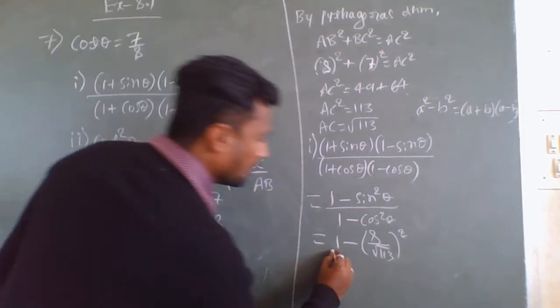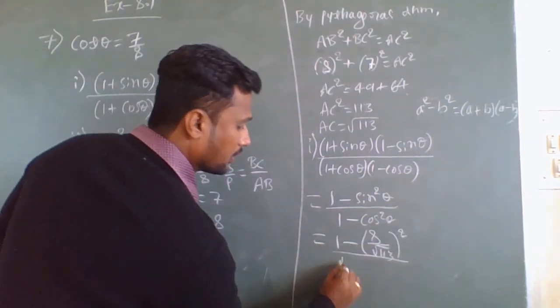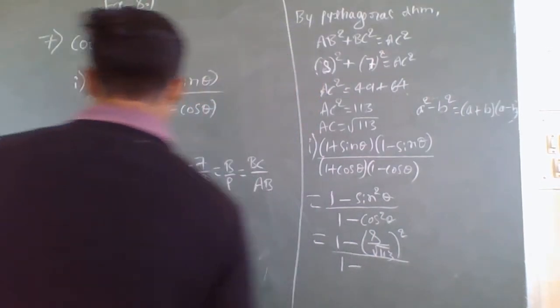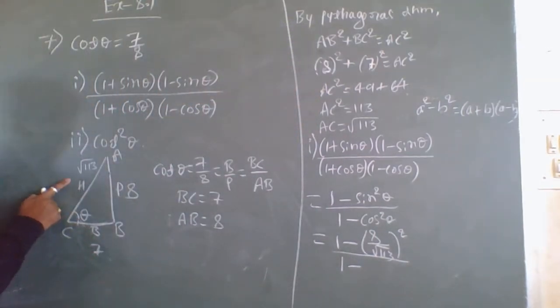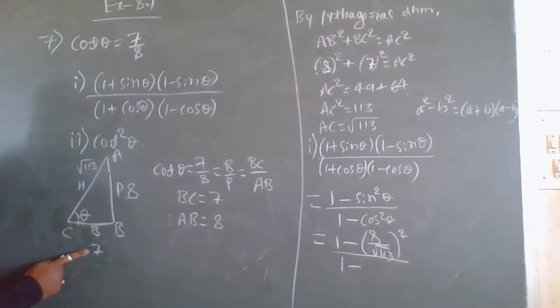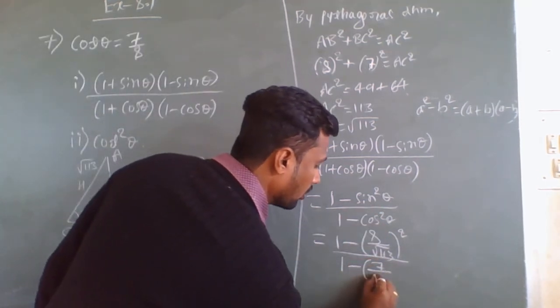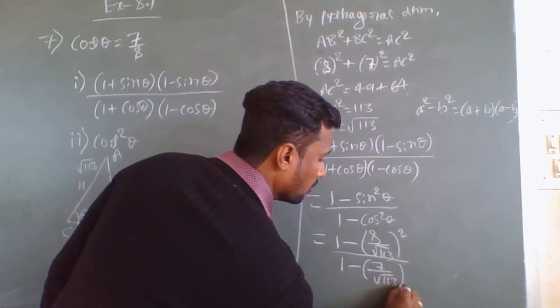So now, divided by 1 minus cos square theta. What will we get here? Cos theta value is base by hypotenuse. What is the length of the base? 7 cm, and the hypotenuse is square root of 113. So 1 minus cos square theta means 1 minus 7 by square root of 113 whole square.